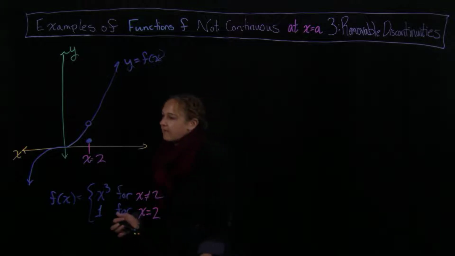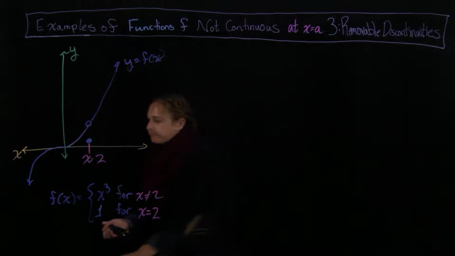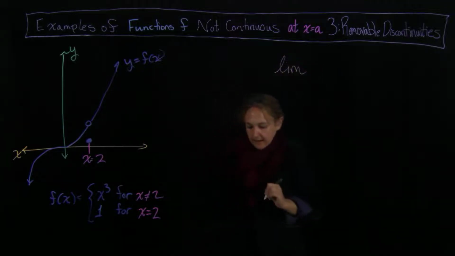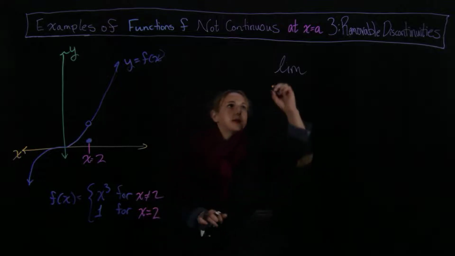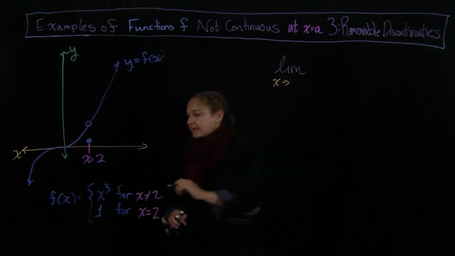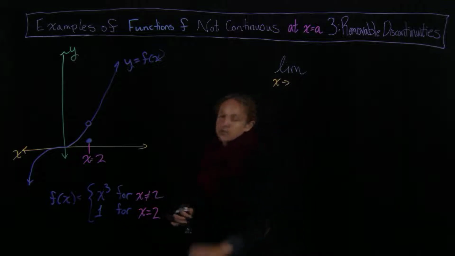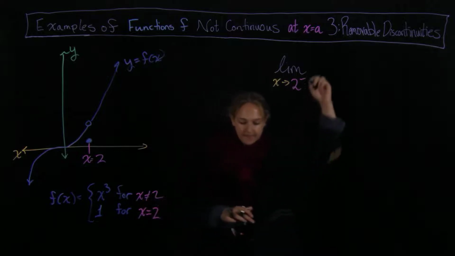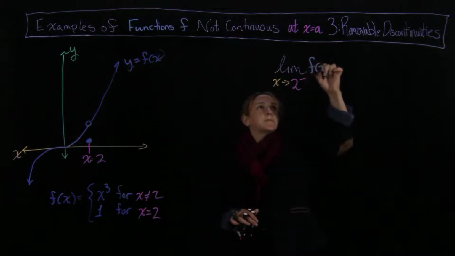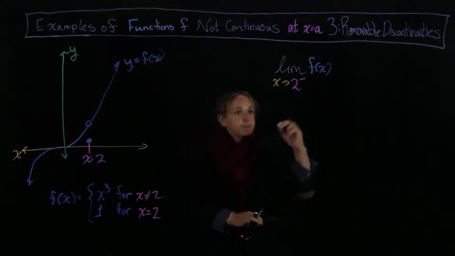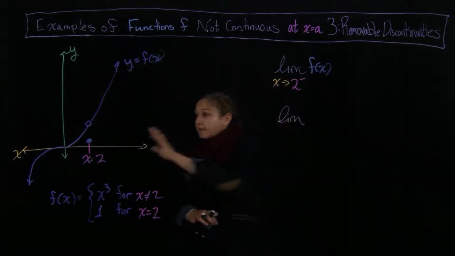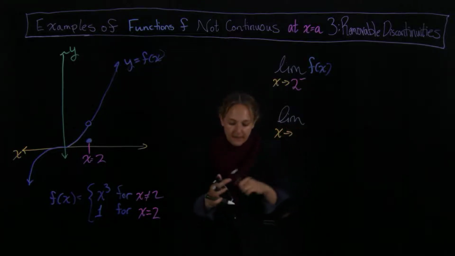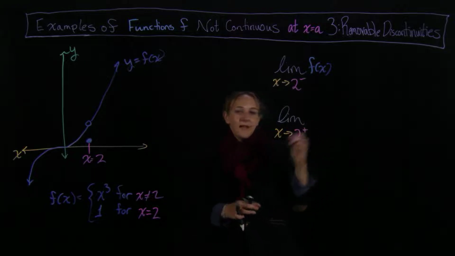So what's the problem here? Well, in this circumstance, I'm going to take the limit as x approaches 2 from the left-hand side of f of x, just like we did before. It's defined at x equals 2, so that part's not a problem. And then we look at the right-hand side, as we look at values of x that are greater than 2.